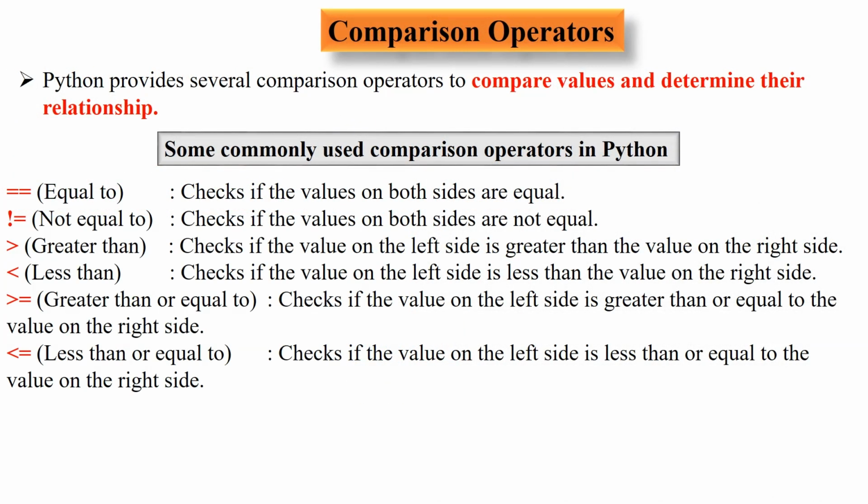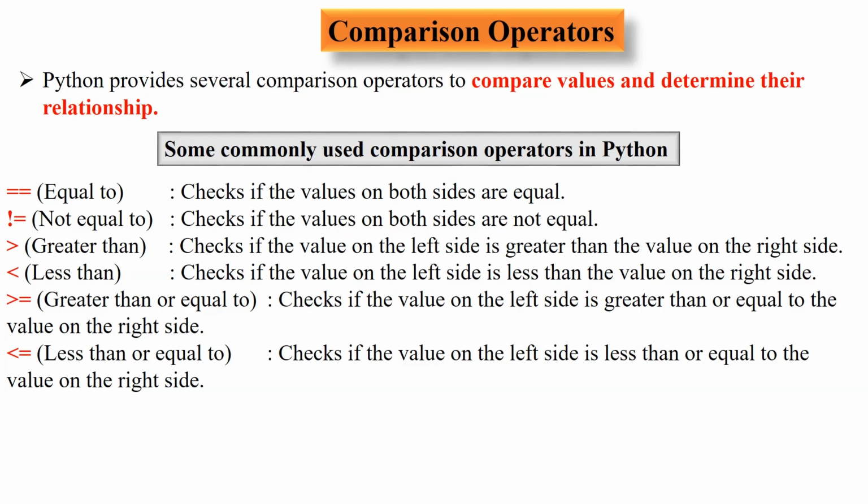Let's discuss the comparison operators. Python provides several comparison operators to compare values and determine their relationship. Some commonly used comparison operators in Python are: equal to, checks if the values on both sides are equal. Not equal to, checks if the values on both sides are not equal. Greater than, checks if the value on the left side is greater than the value on the right side. Less than, checks if the value on the left side is less than the value on the right side.